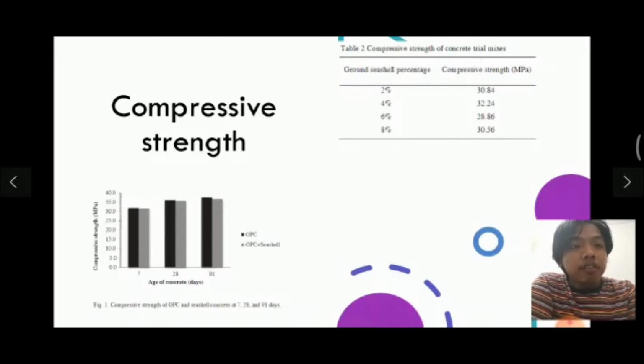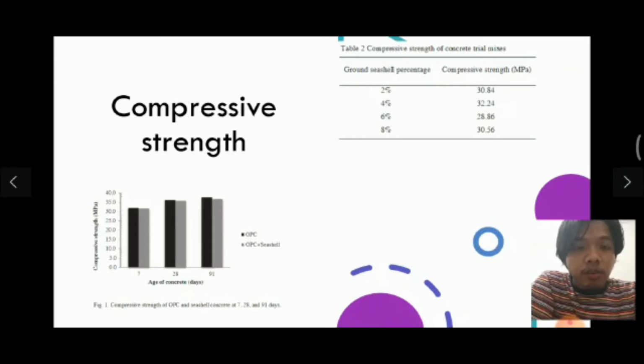For the compressive strength, as you can see from the table on the top, we have the ground seashell percentage and compressive strength. For 2%, we have 30.84 for the compressive strength. For 4%, we got 32.24. For 6%, we got 28.86. For the last one, for 8%, we got 30.56.